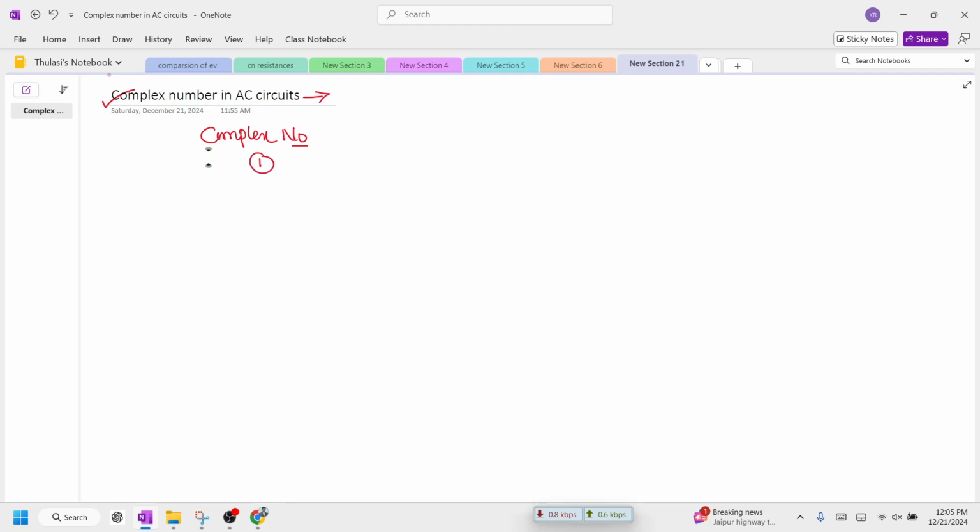three types. A complex number can be represented in rectangular form. The second one is polar form, and it can also be represented in exponential form.